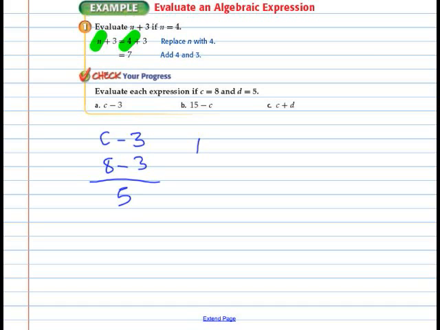In example B, 15 minus c. In this case, again, c is 8, so 15 minus 8 is 7. The value of that expression is 7. In example C, c plus d, we have c equals 8, d equals 5. The value of that algebraic expression then when c equals 8 and d equals 5 is 13.